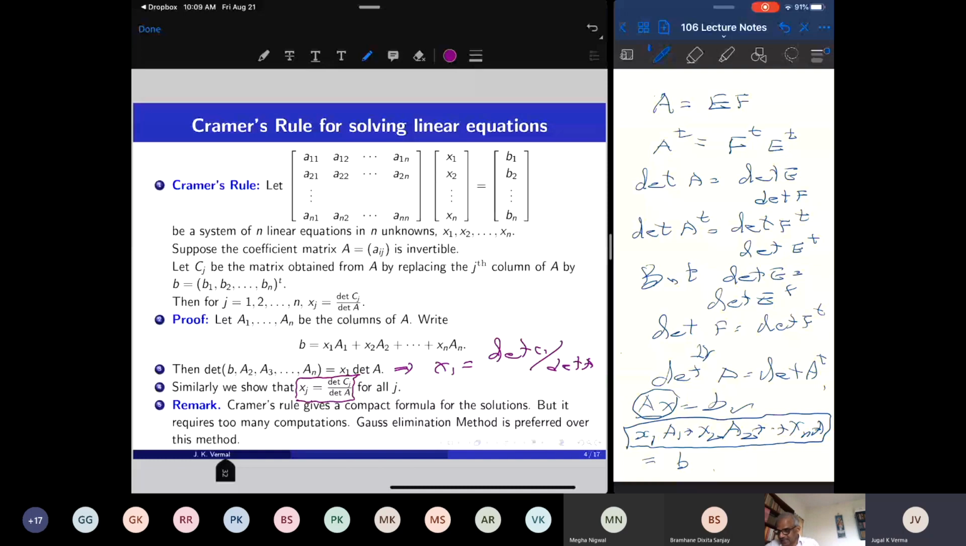The determinant of Cj has n factorial terms, the determinant of A has n factorial terms. So we have to do n factorial times 2 computations for each variable, right? And then there are n variables. So 2n times n factorial computations we have to do. This is a very expensive process to find xj. And in comparison to this, the Gauss elimination method is far more efficient. But these are formulas for theoretical purposes.